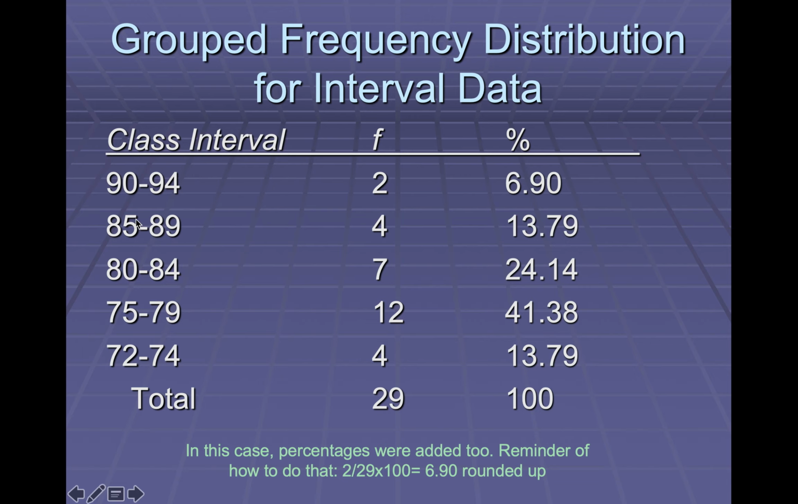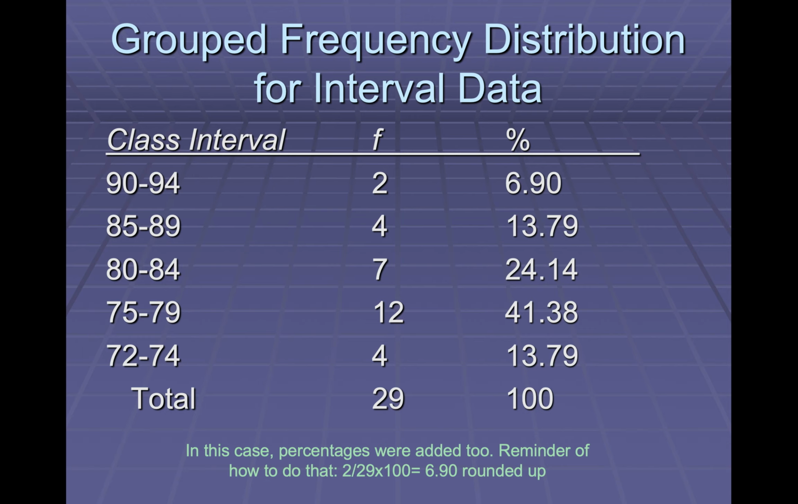So there were 2 students that scored between 90 and 94. 2 divided by the total, 29, times 100. That was 6.90, that was a rounded up number. So 6.9% of the class scored between 90 and 94. That's an example of that.